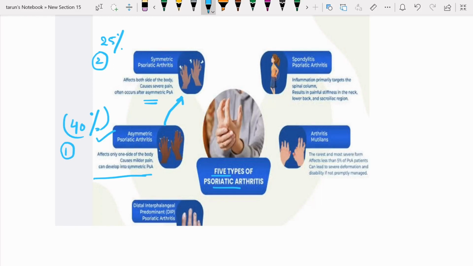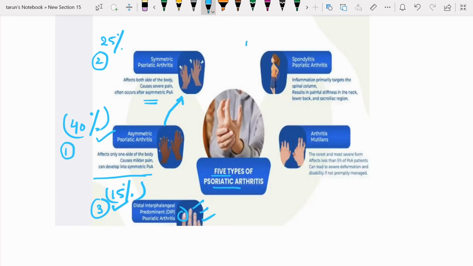The most characteristic is the distal interphalangeal predominant psoriatic arthritis. Here only the distal interphalangeal joints are involved, as shown in the diagram. It affects about 15% of patients who have psoriasis, who will have this characteristic distal interphalangeal psoriatic arthritis.